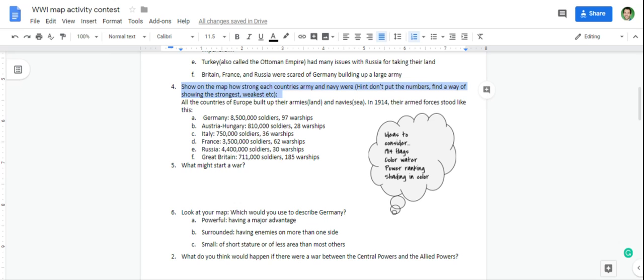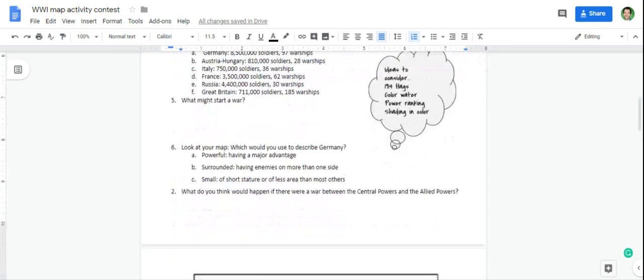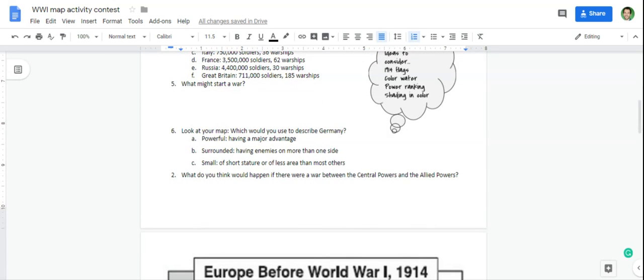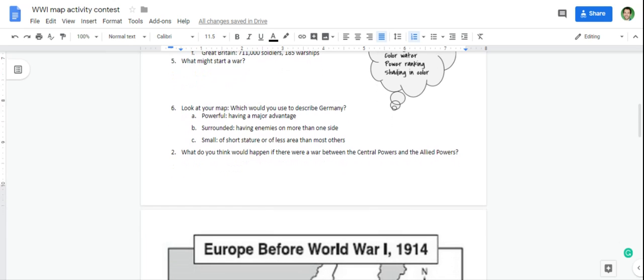And 6, so you're writing in there. And 6, you circle one of these. Which would you use to describe Germany? A, powerful, having a major advantage. B, surrounded, having enemies on more than one side. C, small, short of stature, or less than most others.